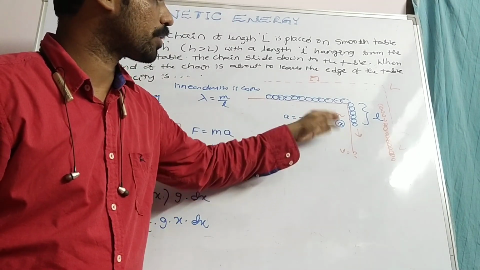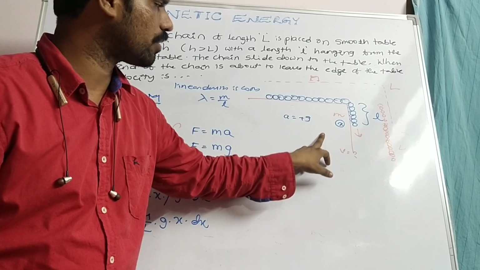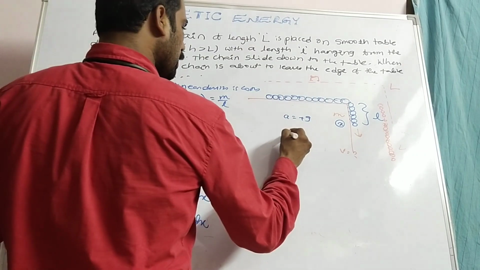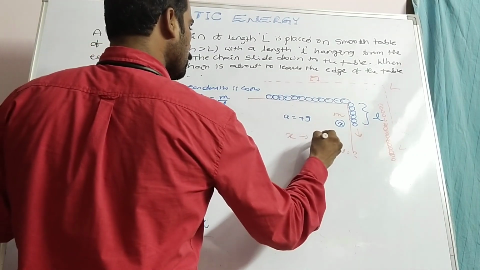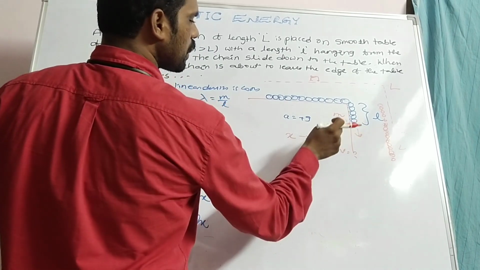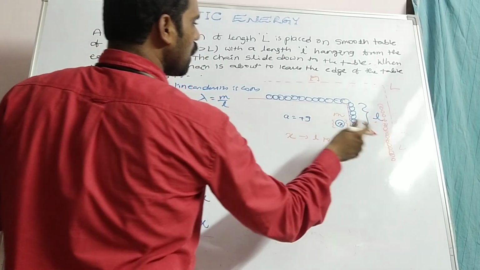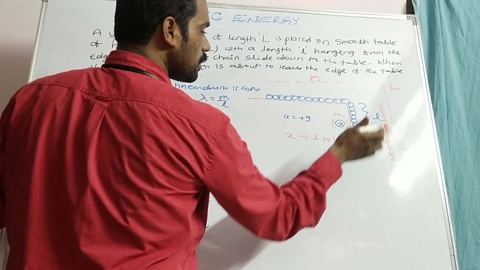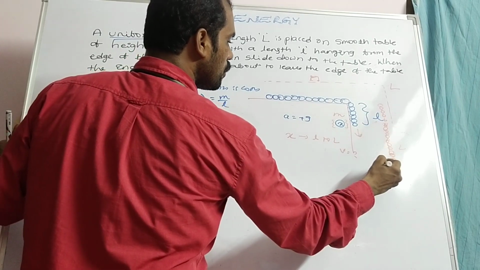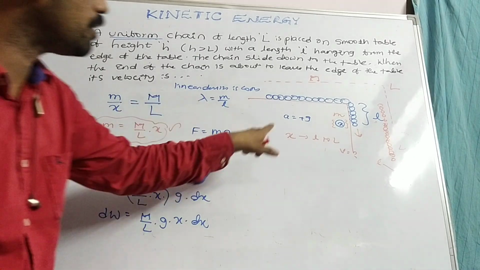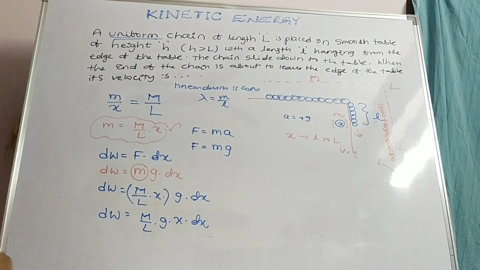Why? Because with respect to time, the length gradually changes. Here x can vary from small l to capital L. Here a small length displacement is considered. Initially the length is small l. After the end of the chain is reached, the total length becomes capital L. That means small l changes to capital L. That's why we can take the limits of x from small l to capital L.